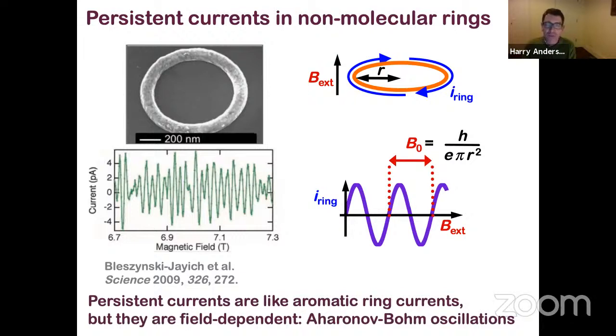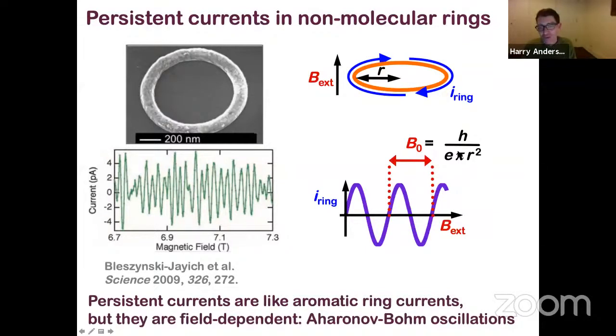But one of the differences between this ring current in a metal ring and a molecular ring is that the ring current in the non-molecular structure changes as a function of the applied magnetic field. So this is a plot of magnetic field against ring current. You can see it grows and then it decays and then it goes in the opposite direction and it cycles as a function of the applied magnetic field. And no one's seen anything like this in molecules. And I think the reason that it hasn't been seen in molecules is that the amount of magnetic field required for one of these cycles is inversely proportional to the cross-sectional area of the ring.